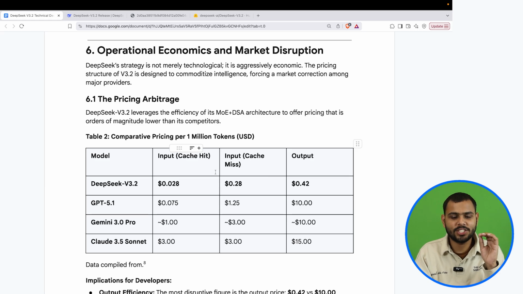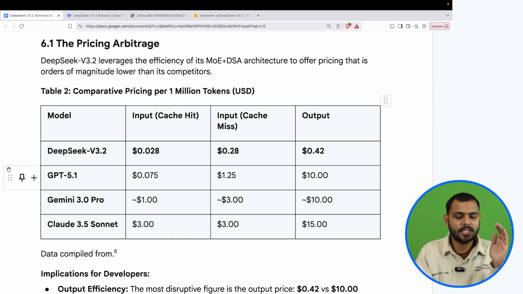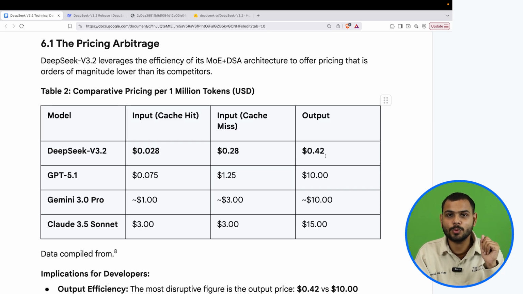And talking about the operational cost, in this chart you can easily see the pricing, comparing DeepSeek, Gemini, Claude and GPT, the best models. Here you can see Claude is at $15 for output tokens, but DeepSeek is sitting at 0.42. It's basically 20 to 30 times less money it's going to take to get the same result, same number of tokens.